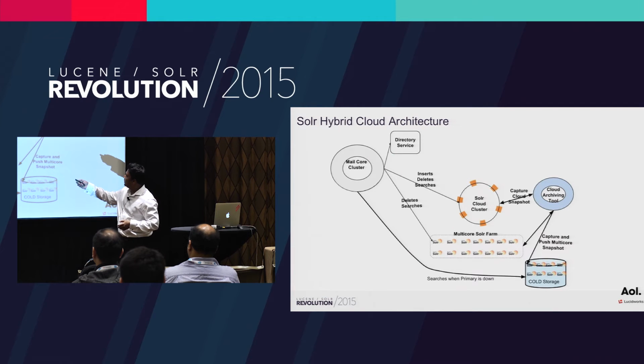The job of the mail core cluster became really simple. It just talked to Zookeeper, figured out which shard to route the document to, and sent it to that cluster for that user.